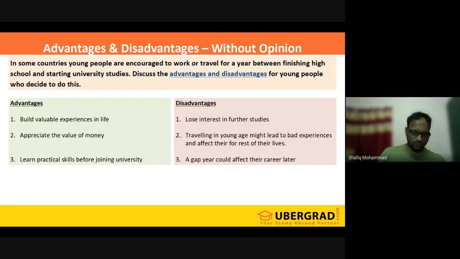Okay, so yes, you can give your answers in your chat box. The introduction should have a paraphrasing of the question, which is in some countries to university studies. And then the next sentence in the introduction should be the thesis statement with an outline of the essay.